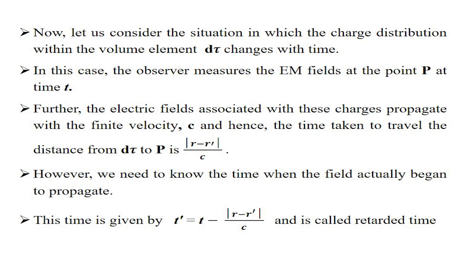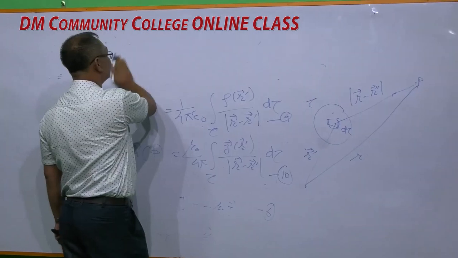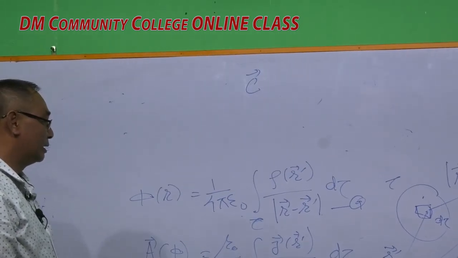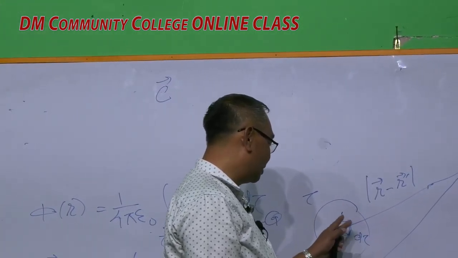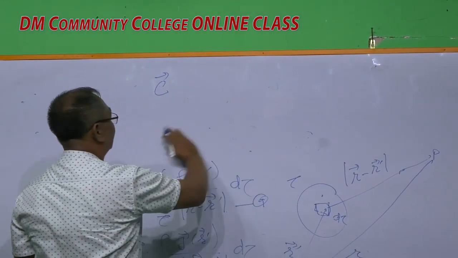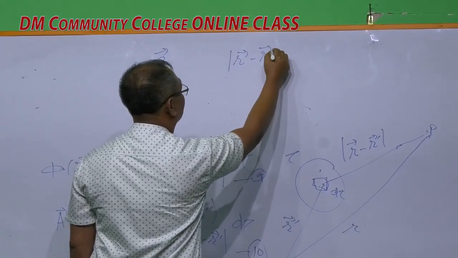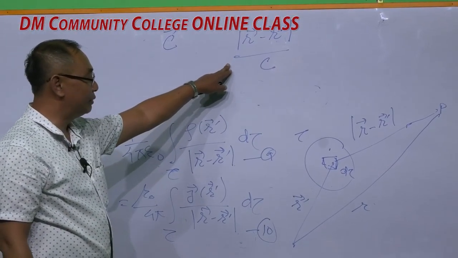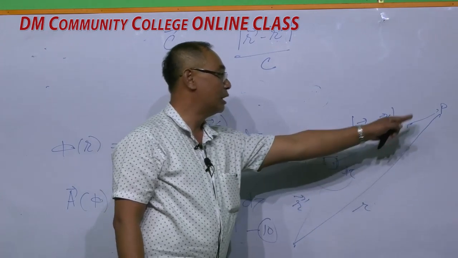Let us consider another situation in which the charge distribution within the volume element d tau changes with time. In such cases, the electromagnetic wave will be radiated by this volume element, and the observer at P measures the electromagnetic wave propagated from d tau at time t. Further, the wave radiated from the volume element d tau will propagate with a constant velocity c, which is the speed of light. The time taken by the electromagnetic wave to travel from this volume element to the point P is given by mod of r vector minus r prime divided by c.